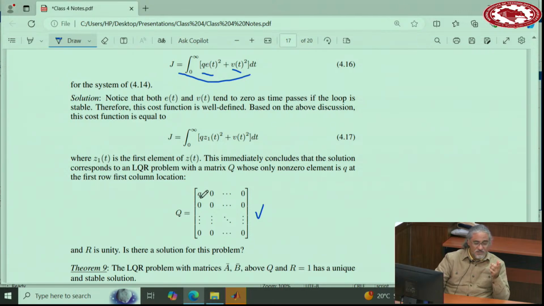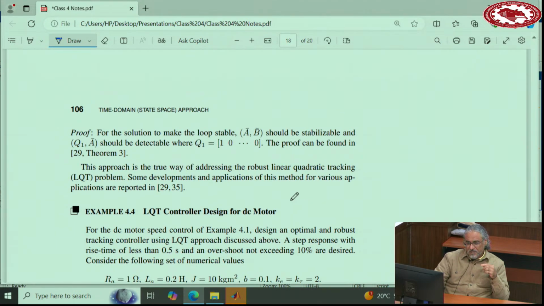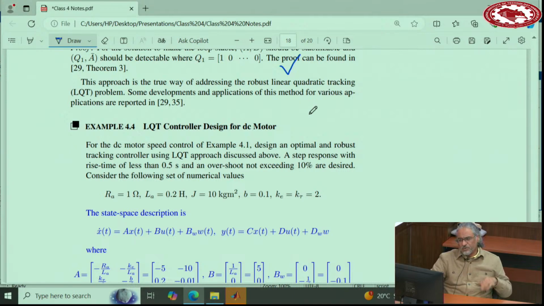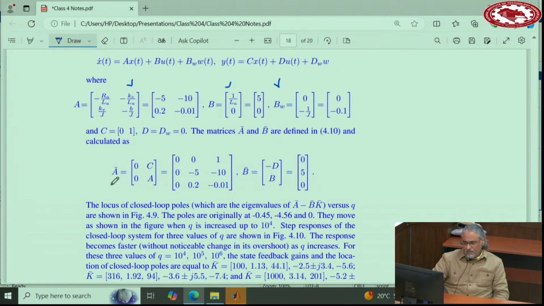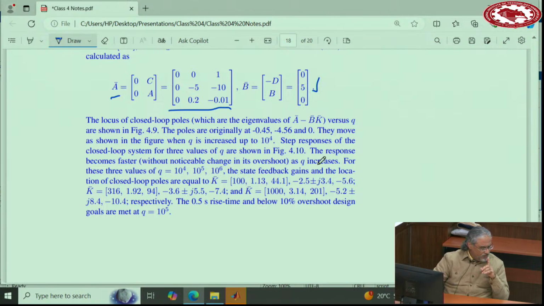Does the solution exist? I have proven here that the solution exists. Yeah, that's the proof, very simple. And I think I referred to some of the papers we had. But now let's go to this example, DC motor. In DC motor, we realized A is this one, B is this one, B_w for the disturbance. And now A bar is this 3 by 3, B bar is this one. So you only have one parameter Q, and then you need to run LQR of A, B, Q, and R. R is 1.